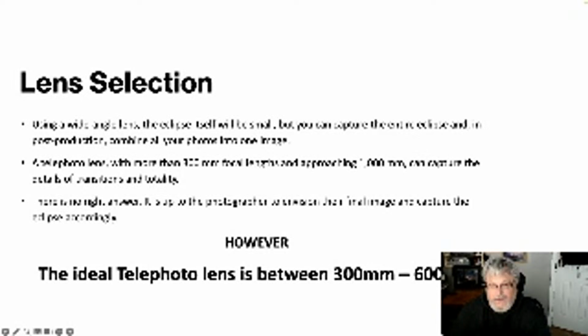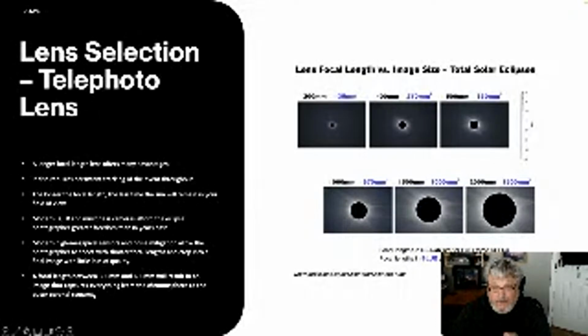A telephoto lens with more than 300 millimeter focal lengths and approaching 1,000 millimeters can capture the details of the transitions in totality. There is no right answer. It's up to you. But I would recommend envision what you want your final image to be, and then use the appropriate lens for that. The ideal telephoto lens is between 300 and 600 millimeters.